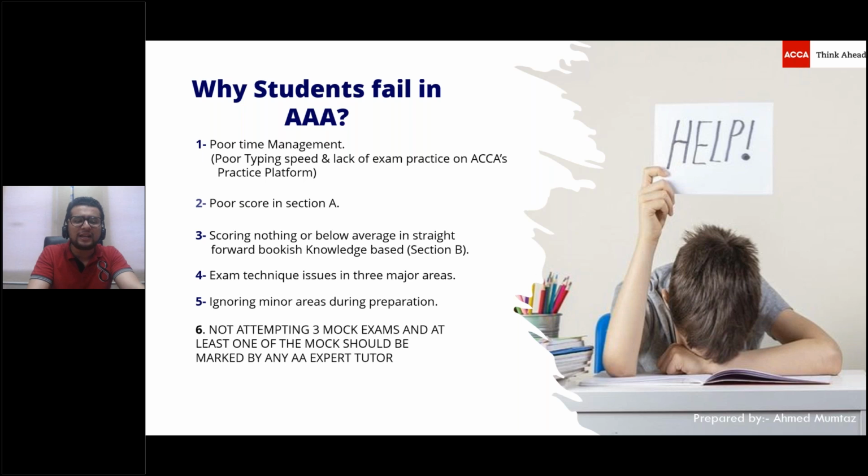Why are students failing this exam so much? Now quickly, let's invest 5 minutes on that. The first reason is poor typing speed and lack of familiarity with the ACCA practice platform. But you can counter that. Solve at least 3 questions per day, 10 to 20 marks each, and solve them on the ACCA practice platform.